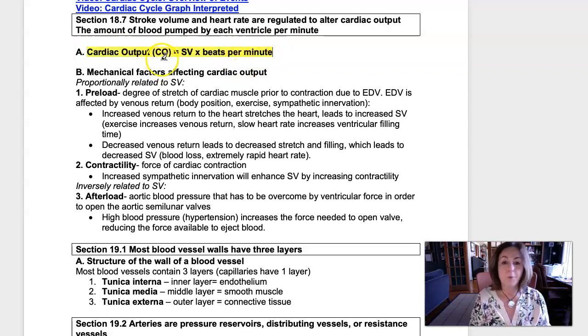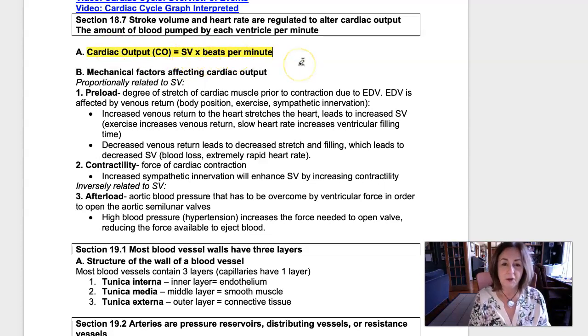So the cardiac output is just the stroke volume. Every time the ventricle contracts, we know it's ejecting this amount of blood that we call the stroke volume, and it's going to do that a certain number of times per minute, right? Which would be the heart rate, the beats per minute. And so the cardiac output, very simple equation. It's just the stroke volume times the beats per minute.